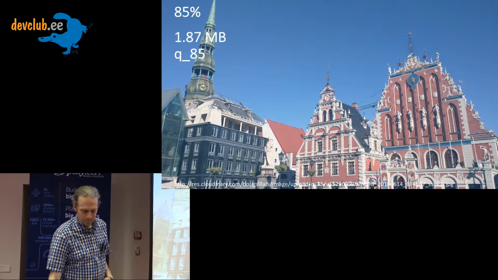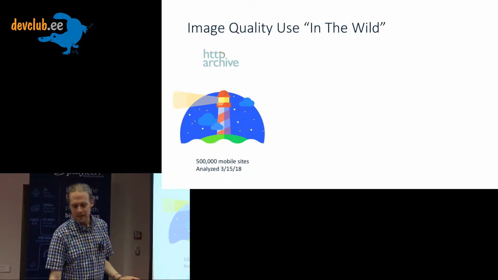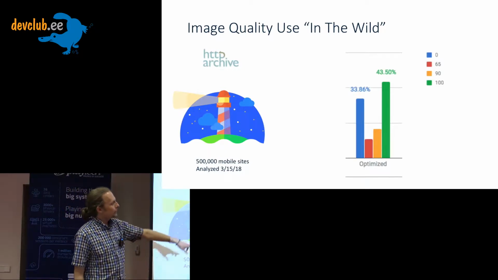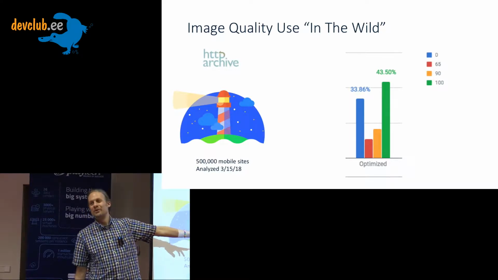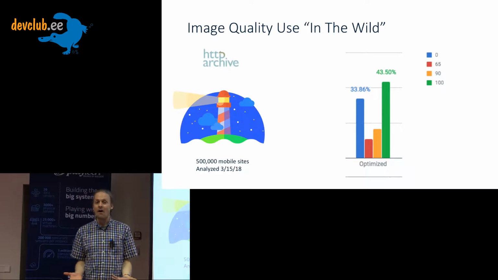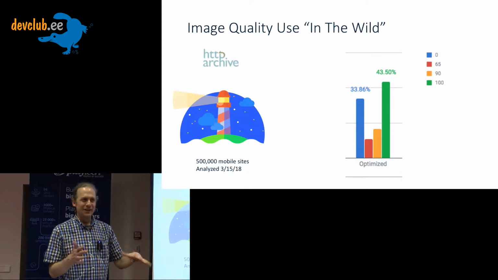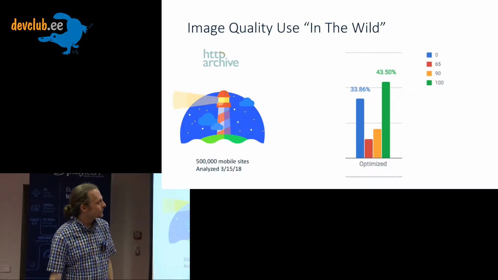So if we look at Lighthouse, what's going on in terms of 85% image quality? 33% score is 0, which means they're not doing any image optimization. 33% of all websites are doing nothing. 43% are passing. So, you know, there's a lot of work that can still be done here. Over 50% of websites can do better.